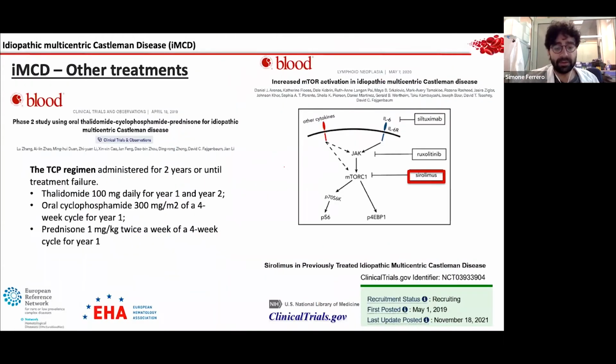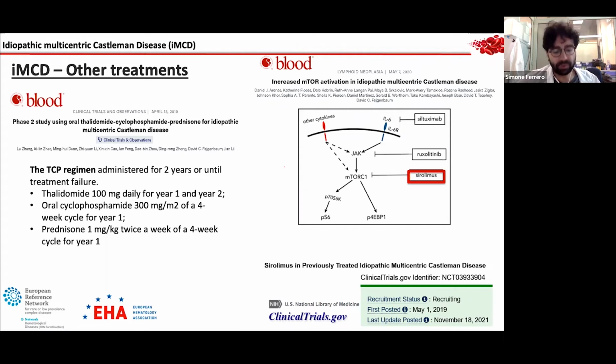Finally, the other important issue is that about half of patients do not respond to anti-interleukin-6 inhibitors, or do relapse after some months or years of efficacy. So what can we do? This is a really controversial issue. There are only limited published data from small retrospective series.